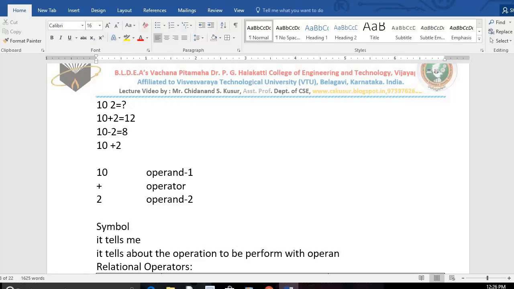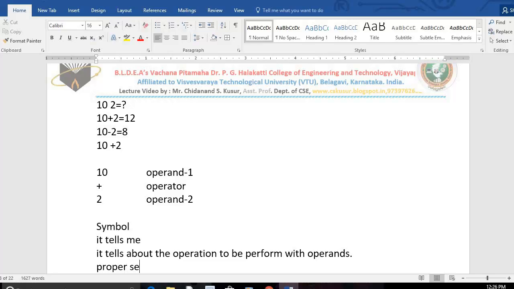Oh, nice, very good, nice answer. It tells about the operation to be performed with operands. That is what we call an operator. Oh, very good. What is an operator? Operator can be defined as a symbol that tells about the operation to be performed with operands.